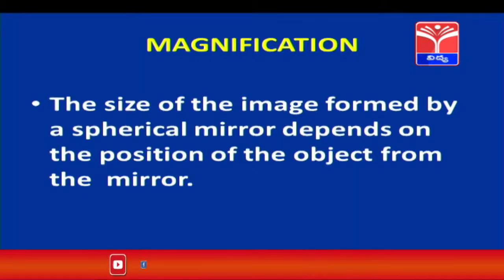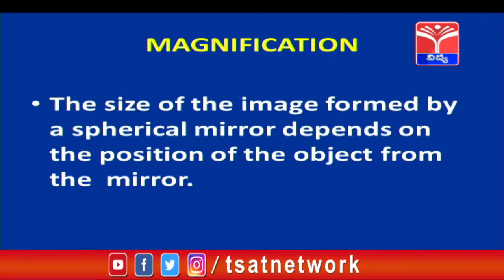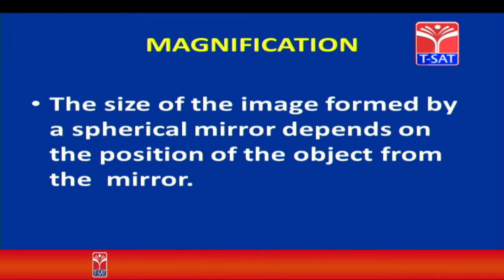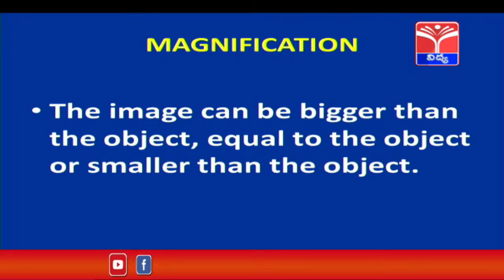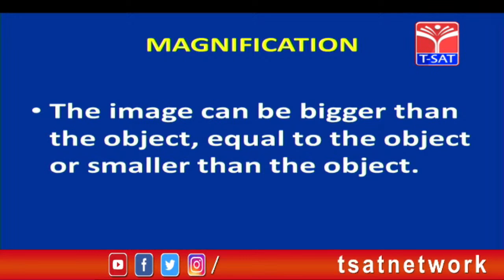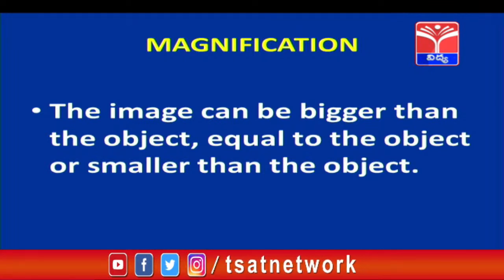The size of the image formed by a spherical mirror depends on the position of the object from the mirror. As the object is moving away and away from the mirror, the image is coming closer and closer to the mirror, and at the same time the size of the image is also reducing. Therefore, the size of the image depends upon the position of the object from the mirror. The second point, the image can be bigger than the object, equal to the object, or smaller than the object.